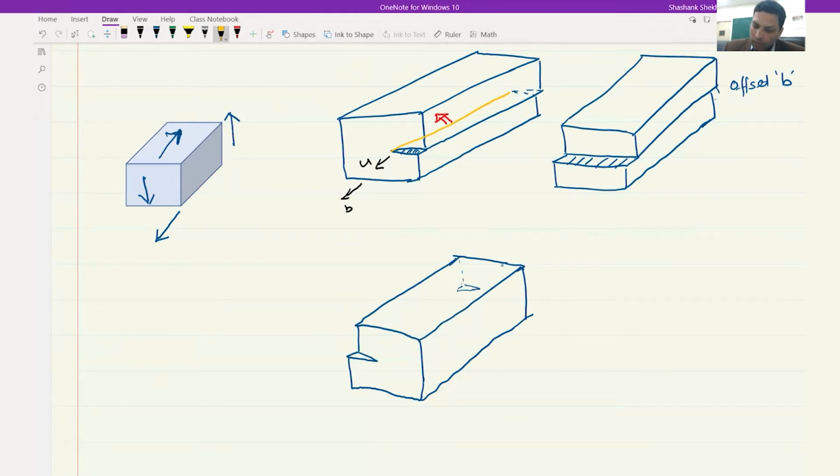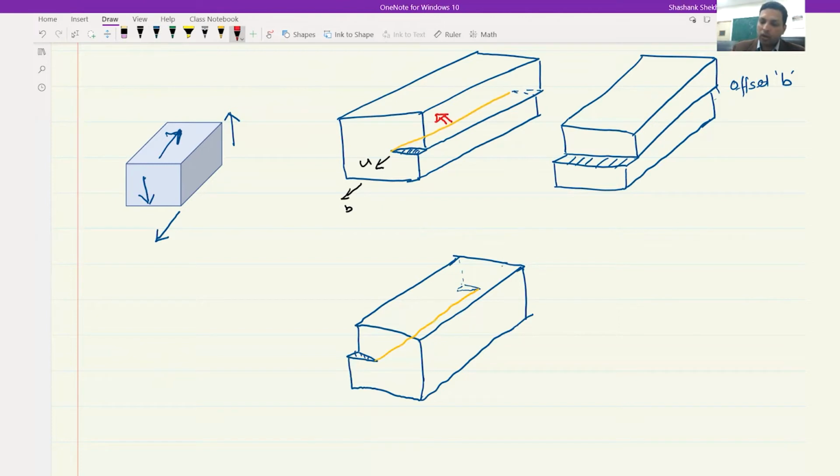And the screw dislocation would look like this. Now you can clearly see that the handedness of this screw dislocation is different from this one, or both of these are opposite to each other.